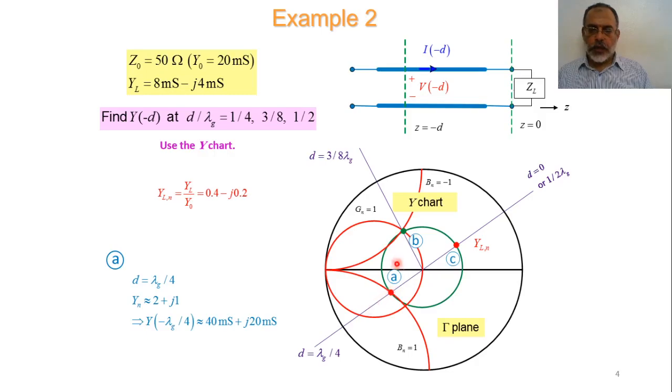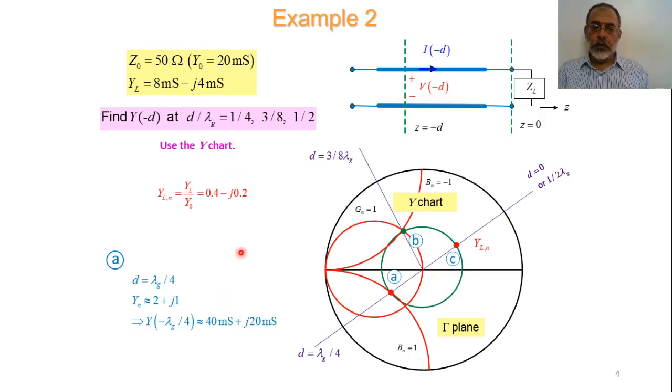and by reading the real value and the imaginary value, we can say that the real value intersects with the circle G equal 2, and the imaginary part intersects with the arc j1. So the input admittance after lambda guide by 4 would be 2 plus j1. If we are looking for the value of the admittance, we multiply it by Y0. So Y at distance lambda by 4 equals 20 multiplied by 2, 40 millisiemens, plus j20 millisiemens.